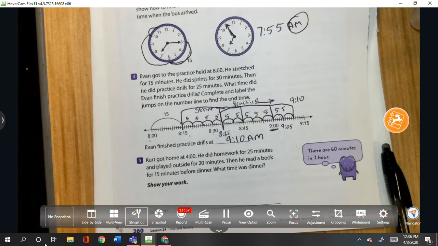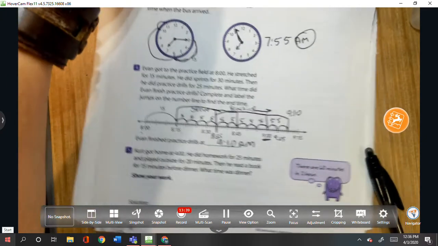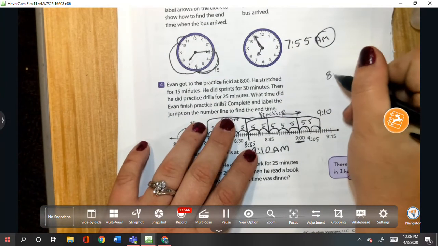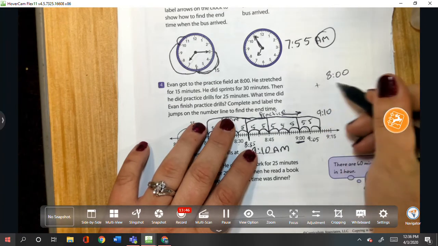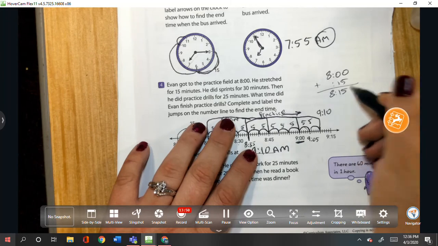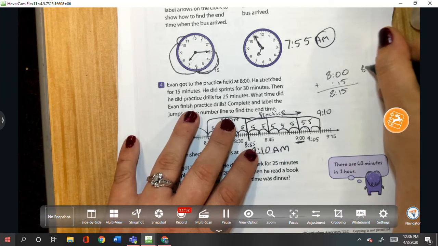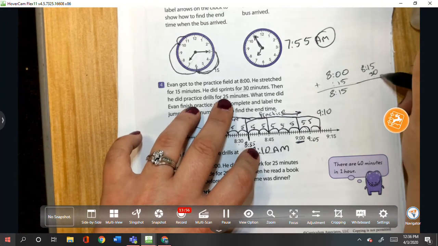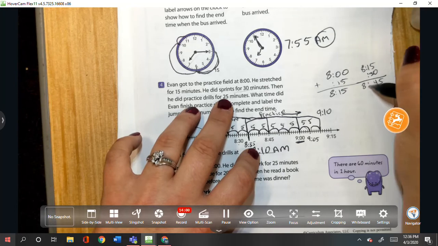You could also just keep adding it. Like if we started at 8 o'clock, we can add 15 minutes to that. That lands us at 8:15. At 8:15, we did 30 minutes worth of sprints. We can add that. That'd land us at 8:45.